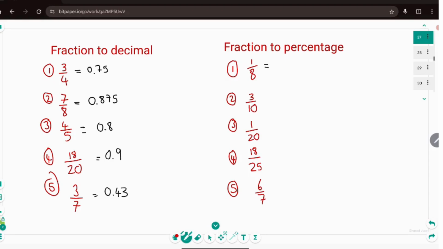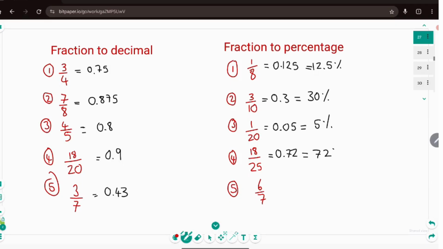In here, 1/8, 0.125. As a decimal, multiply it by 100, 12.5%. 3 divided by 10, 0.3. Times it by 100, 30%. 1 divided by 20, 0.05. Multiply it by 100, 5%. 18 divided by 25, 0.72. Multiply it by 100, 72%.